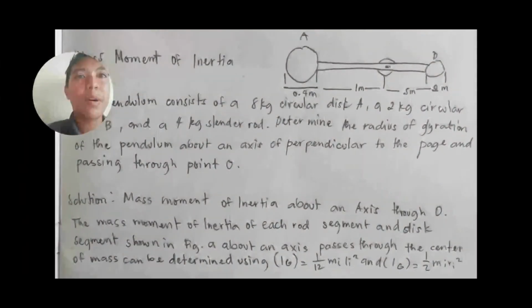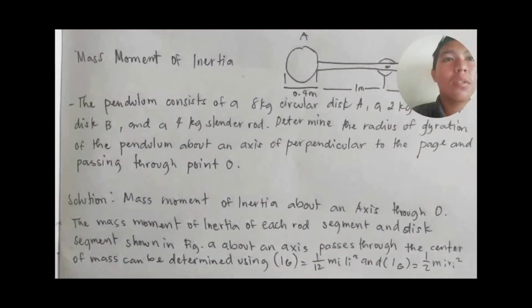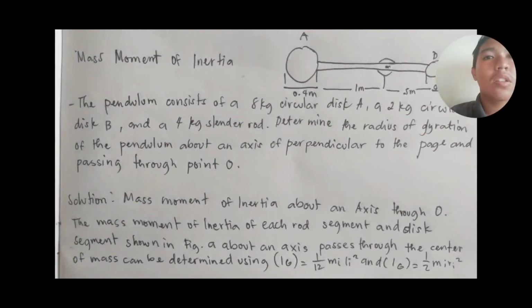Now we will solve a problem about mass moment of inertia. The pendulum consists of an 8 kg disc A, a 2 kg circular disc B, and a 4 kg slender rod. Determine the radius of gyration of the pendulum about an axis perpendicular to the page and passing through point O. Solution. Mass moment of inertia about an axis through O.